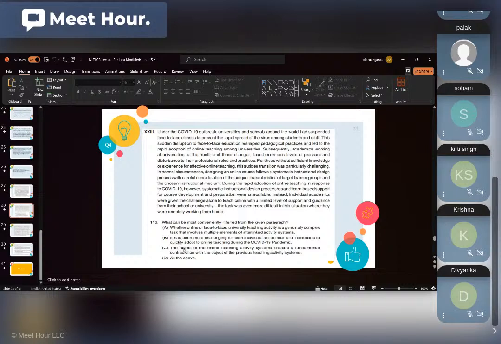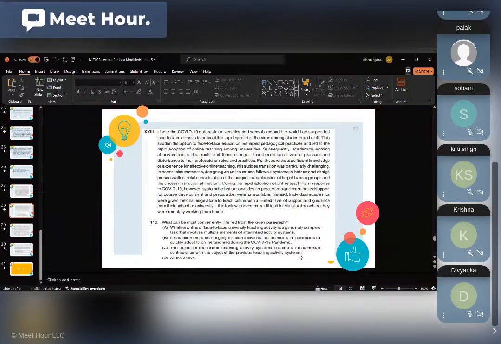Now option A is incorrect in the light of this passage, because this passage is not comparing the pre-online phase with the post-online phase, right? The passage is solely talking about the online aspect of teaching. The passage is not saying that even when it is offline, even when online, it's very complex. That's not the idea of the passage, right? So B is the correct option.